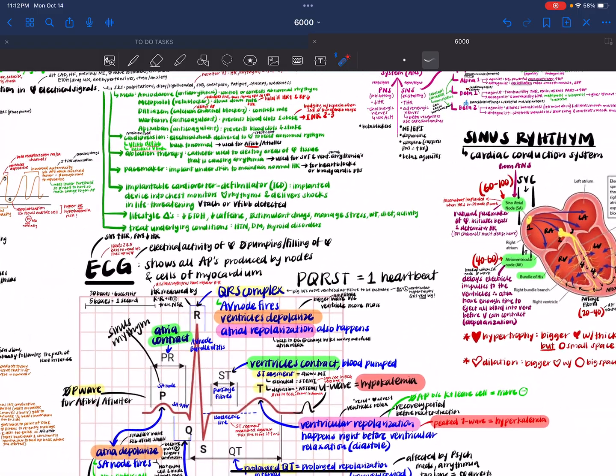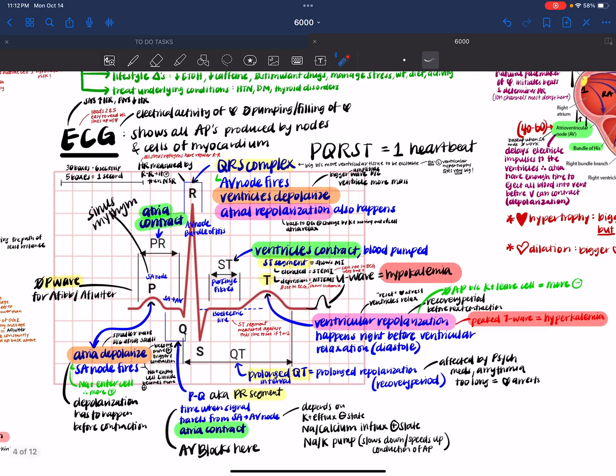Now, ECGs. In the SNS, you'll see a heart rate increase, and with the parasympathetic system a heart rate decrease, and the ECG depends on those things. Leads two and five are easy to read because they line up with the heart. It's the electrical activity of the heart, so not the pumping or filling of the heart. That has nothing to do with ECGs. ECGs, very important. They show all action potentials produced by the nodes, not in cells of the myocardium.